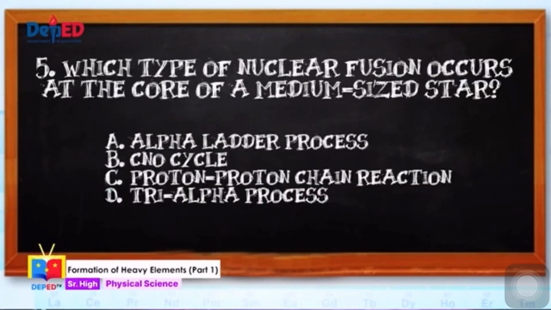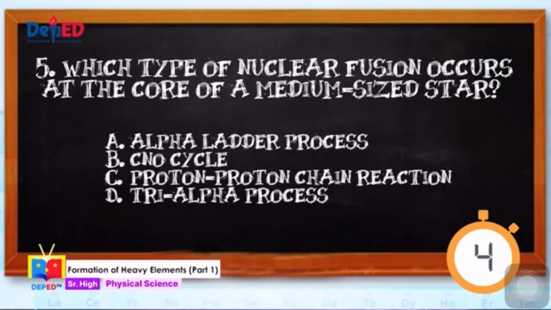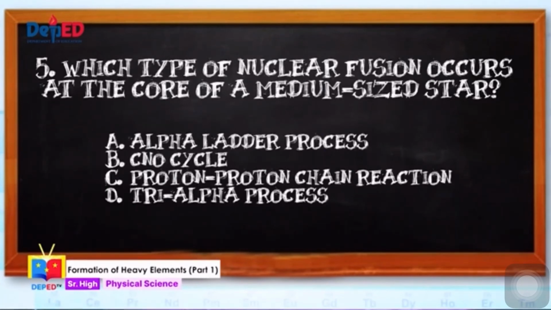Last question. Which type of nuclear fusion occurs at the core of a medium-sized star? A. Alpha ladder process, B. CNO cycle. C. Proton-proton chain reaction. Or D. Tri-alpha process. The correct answer is C. Proton-proton chain reaction.